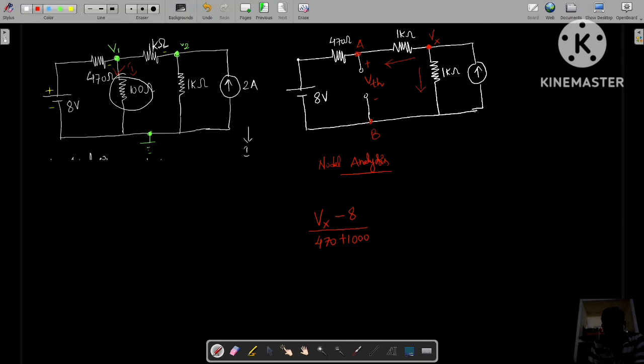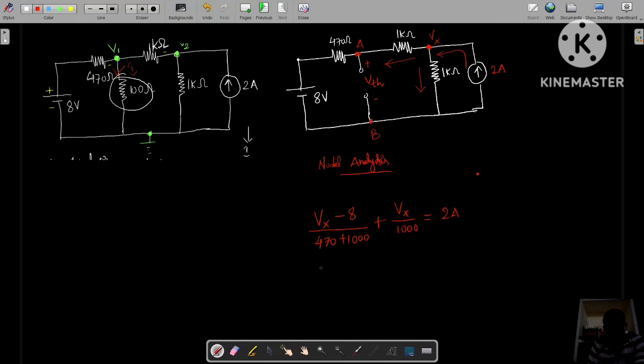Okay, Vx minus 8 by 470 plus 1000, plus what is the current through 1 kilo ohm? Again here it is Vx by 1 kilo ohm, which is a 1000 ohm resistor. It is equal to, these two are the outgoing currents and this is the incoming current. What is the incoming current? So the incoming current is 2 amperes. So 2. This is one equation with one unknown, so that we can find the answer easily. Okay, so let me find the answer.